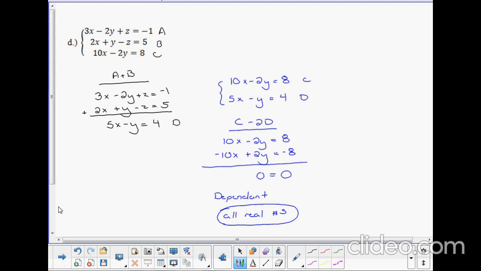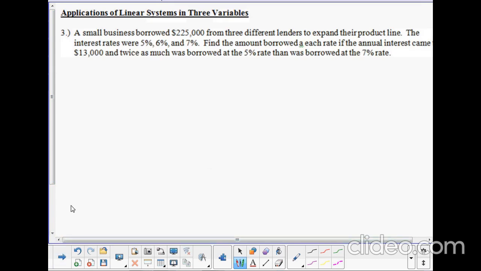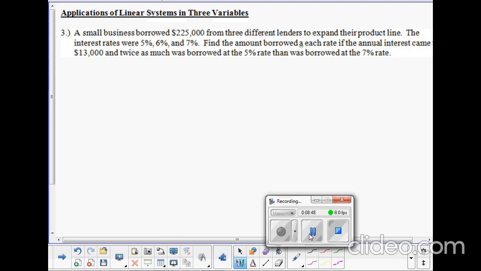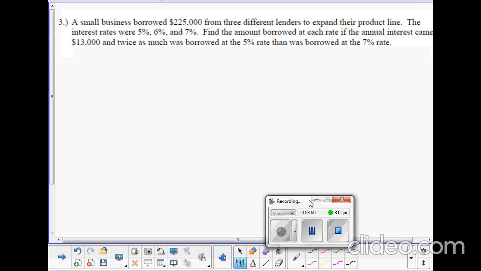So these are examples of linear systems of equations and how to solve them algebraically. The goal here is to get to applications, to be able to find a way to use these systems of equations. So let's go ahead and take a look at an example problem.